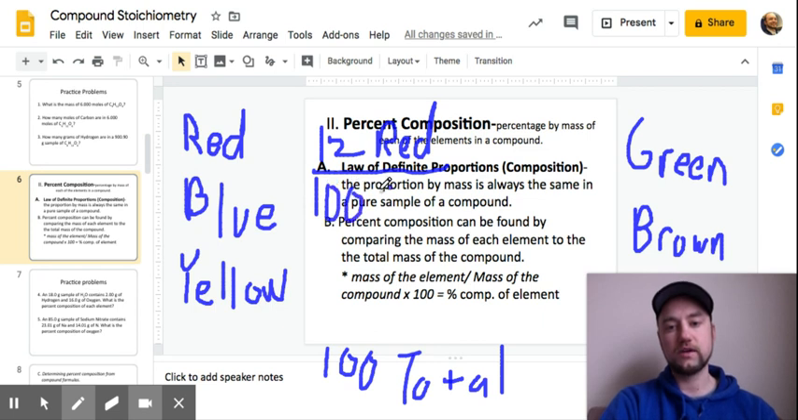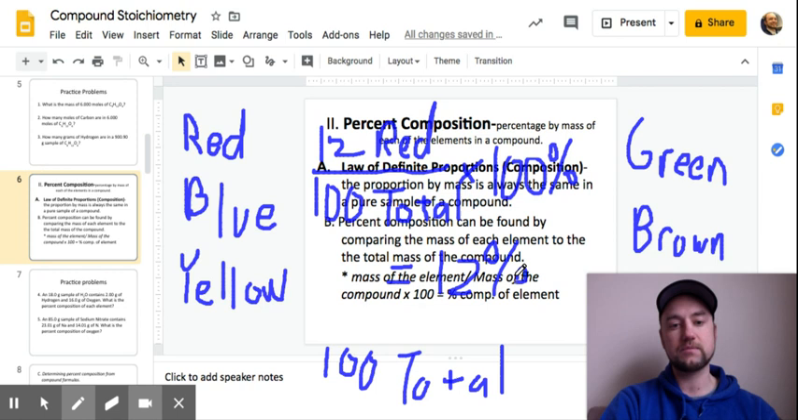And when you do that, this is your total. You need to multiply it times 100%, it says. So total times 100%. And then you'd end up getting 12% red. So basically that's the gist of what percent composition is.